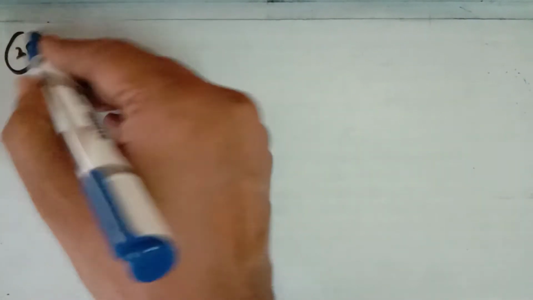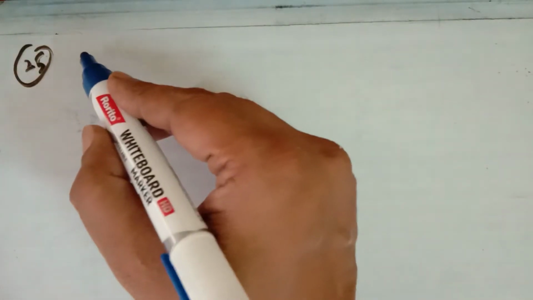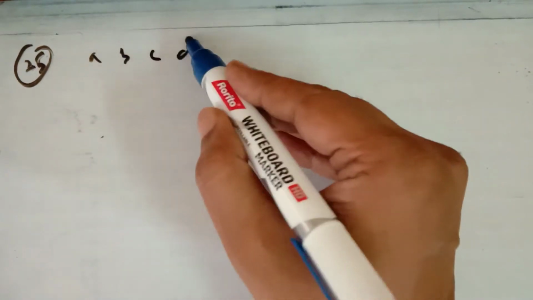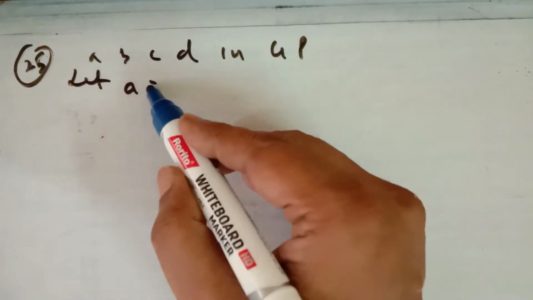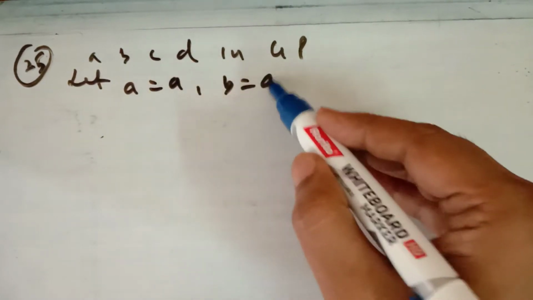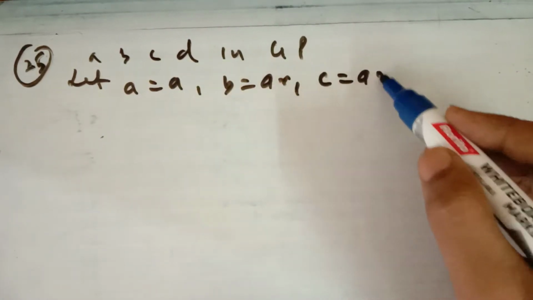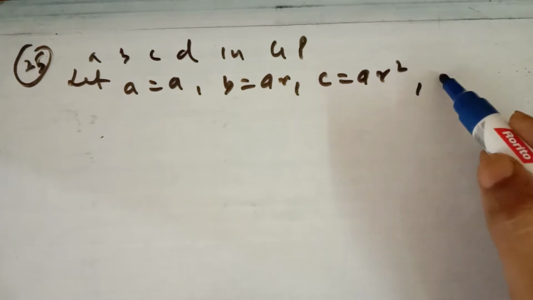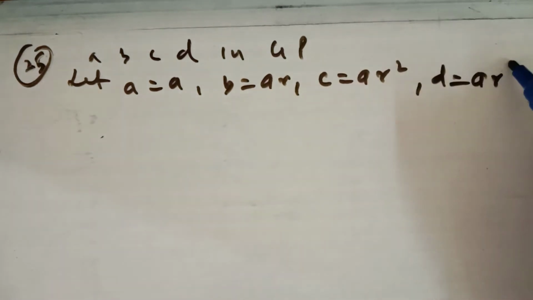Now in question number 25, if A, B, C, D are in GP, you have to prove that (A² + B² + C²)(B² + C² + D²) is equal to (AB + BC + CD)². So because A, B, C, D are in GP, you can let A as the first term, B as the second term, C as the third term of a GP and D as the fourth term.